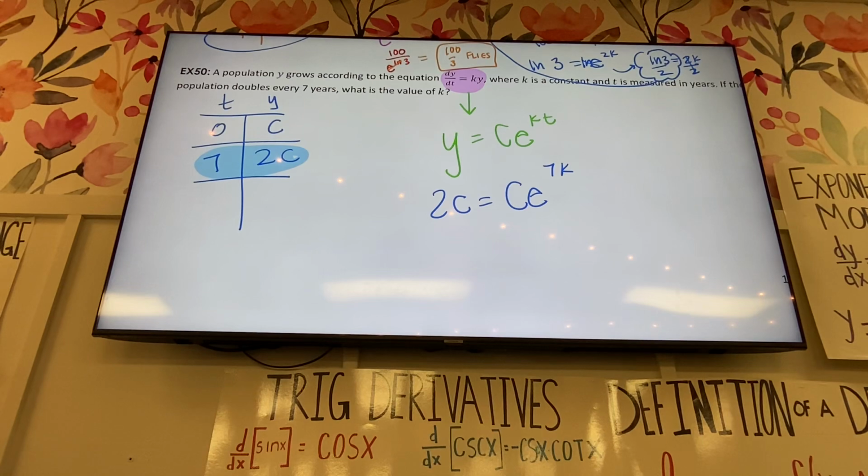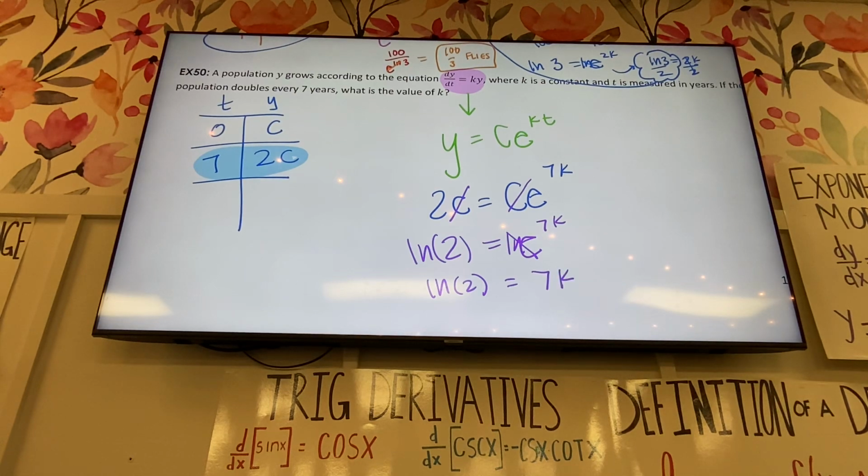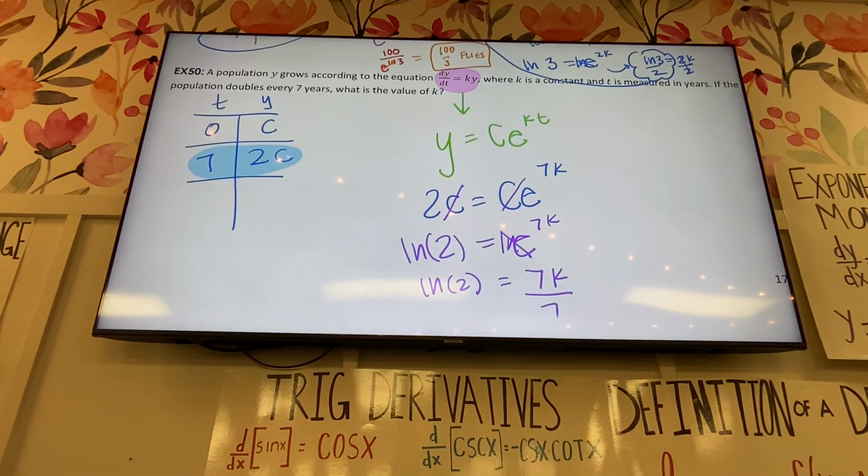And what do you notice is on both sides of your equation? A c. So what's going to happen with the c's? They're going to go away, which is nice because I don't really care about the c because this question is saying to find k. So now I just have to solve for k. How do you get rid of the e? ln. So you get ln of 2 equals 7k. And then you just got to divide by 7. So k would be ln of 2 over 7.